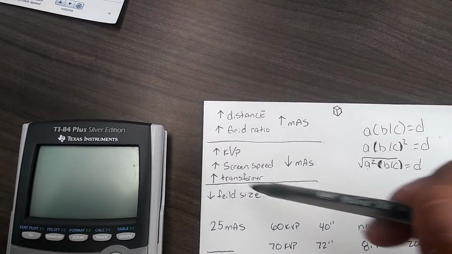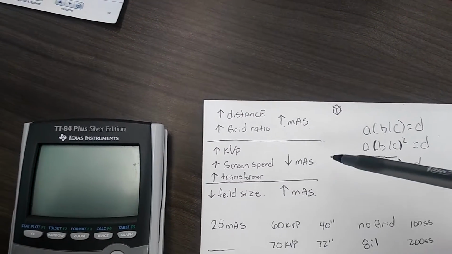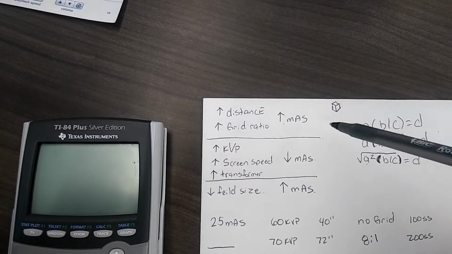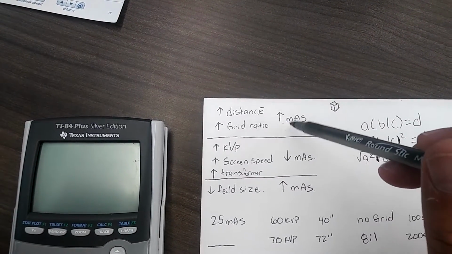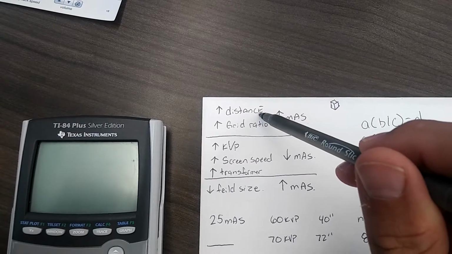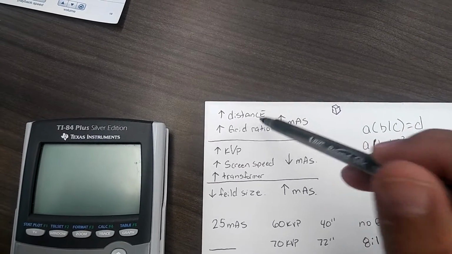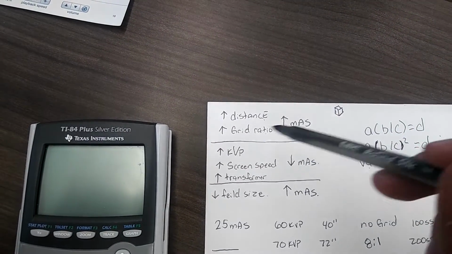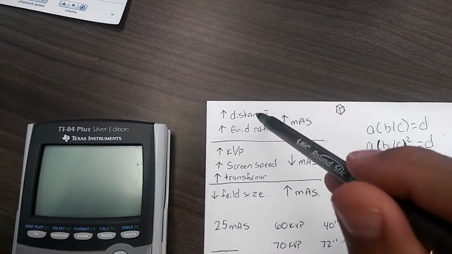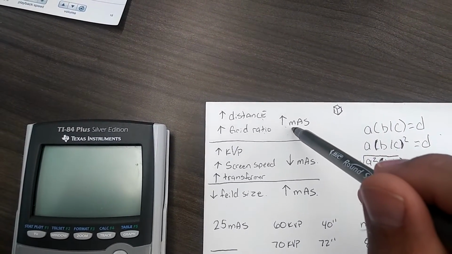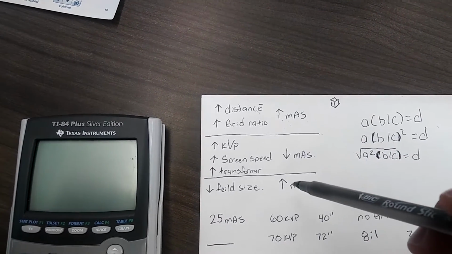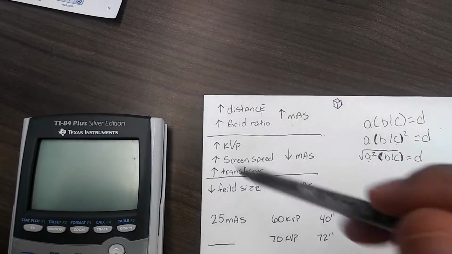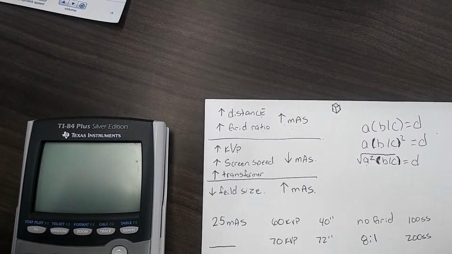Okay? These are things that you just need to know. They should be in your head. You should understand why all this stuff happens, like why you have to increase your mass when you increase your distance. Same thing with grid ratio. Don't just study that you need to do this when this happens. Understand why you have to do it. Do all that you can to understand.